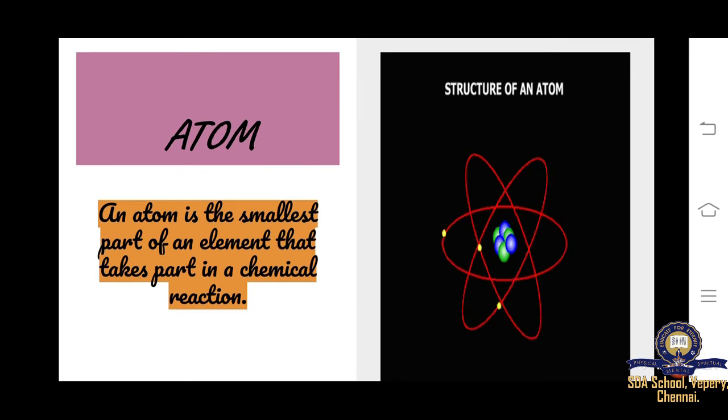Here in this picture you have the structure of an atom. In that atom we have protons and electrons. In the center we have protons, and revolving around we have the electrons.